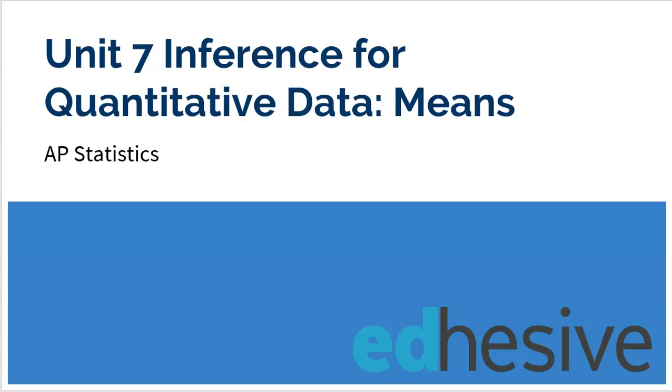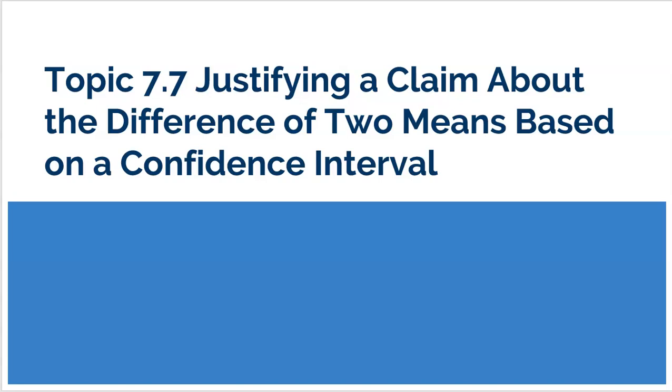All right, welcome to Unit 7, Inference for Quantitative Data with an emphasis on means. In this video, we are going to examine topic 7.7, justifying a claim about the difference of two means based on a confidence interval. So the big thing in this video is the last part here about justifying a claim, but we're actually going to talk about a couple other things in this video that are important for you to remember when talking about a confidence interval.